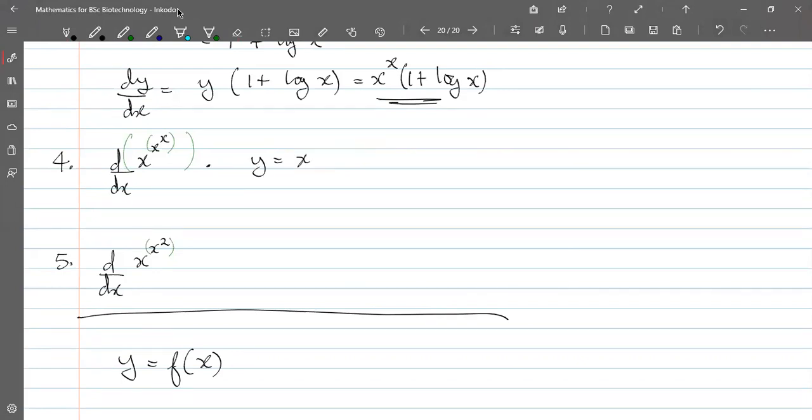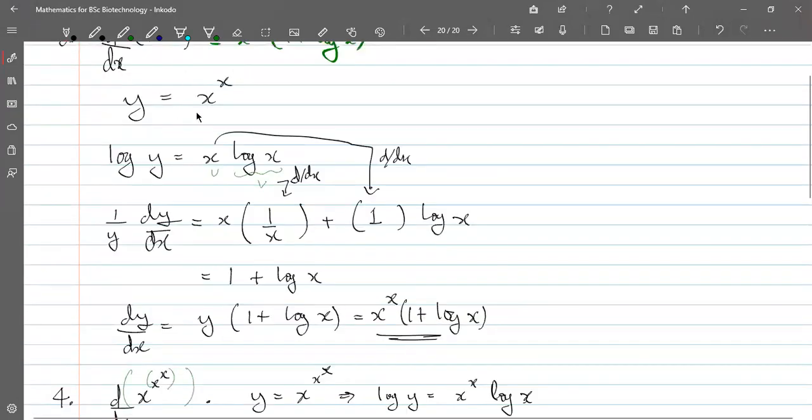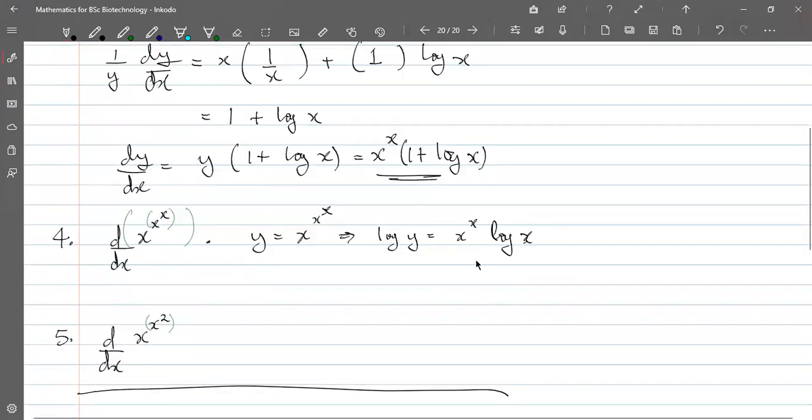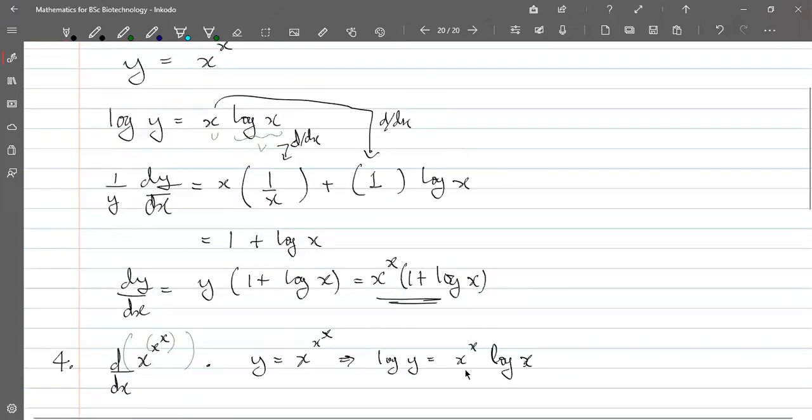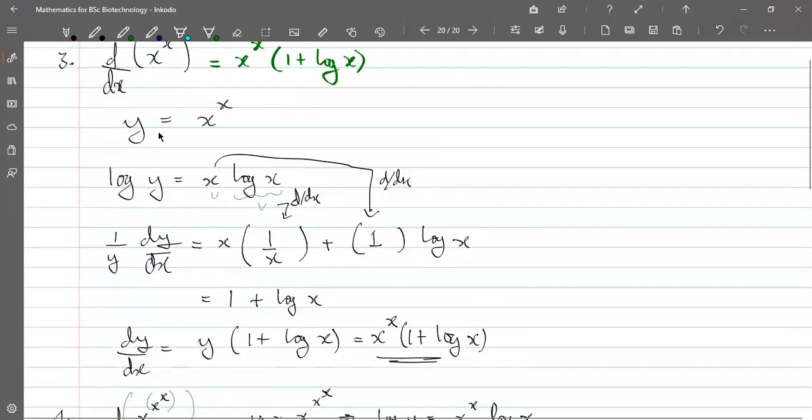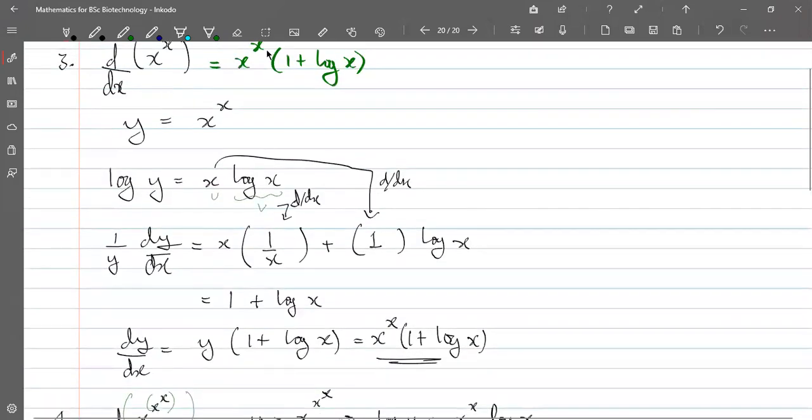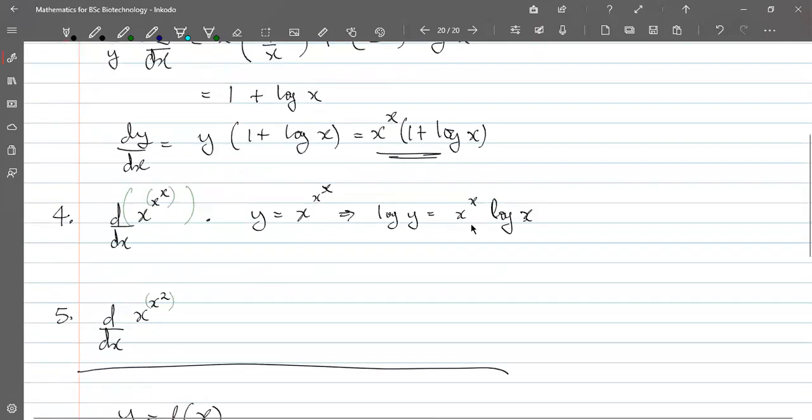So here you take y equals x to the x, and so that log y equals x to the x log x. Now, if we had not done the previous problem, we would have to take log again because there is still an x to the x here, right? So in this one, we don't actually need to do that because we can use this result. We already know the derivative of x to the x is x to the x times 1 plus log x.